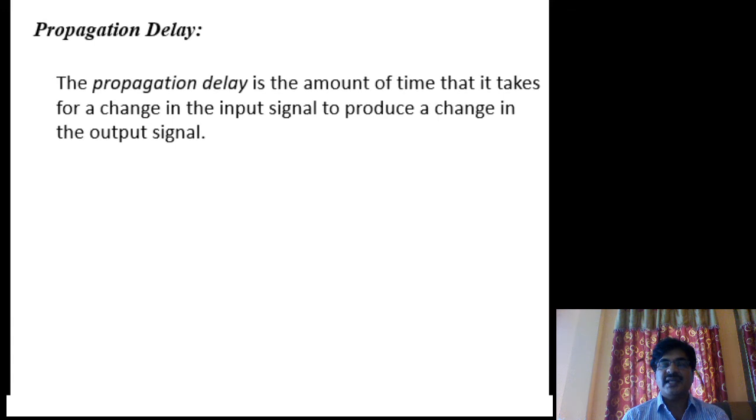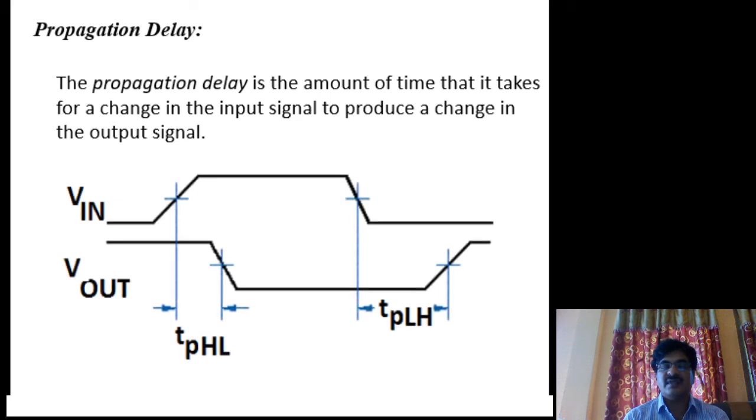Then coming to propagation delay, it means the amount of time taken by the circuit to change its output with reference to a change in the input signal. In this example, the waveform represents the input and output waveform changes of a NOT gate. The first one is the input side waveform, whereas the second one is the output side waveform. Because of gate delay, the output change may not be in time with the change occurring in the input. So that delay is referred to as the propagation delay.